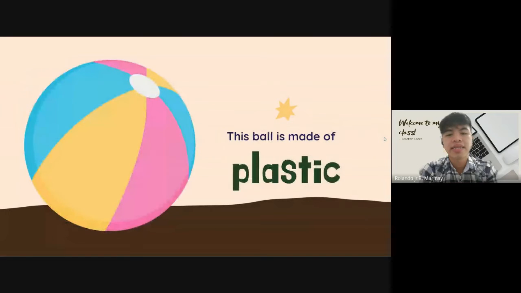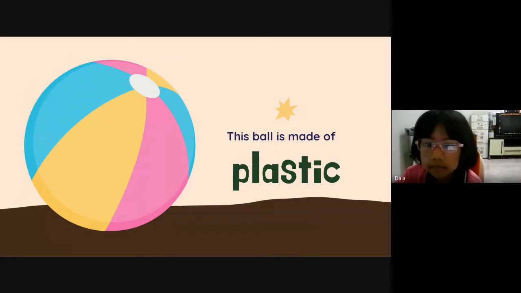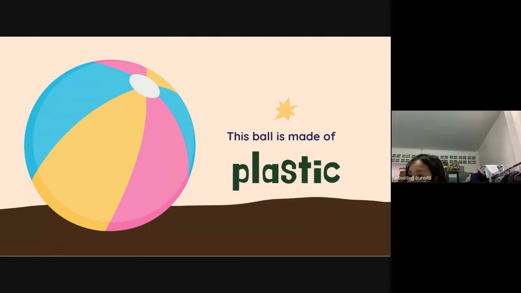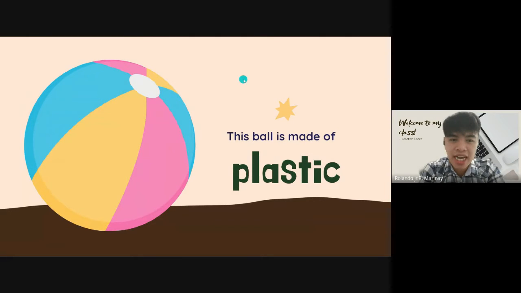Next word, what is this? This ball is made of plastic. Plastic. This ball is made of plastic. Other examples of balls are made of rubber, but this one, for example, is made of plastic.